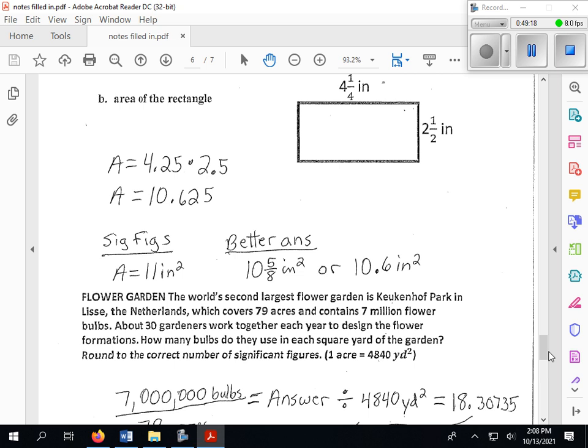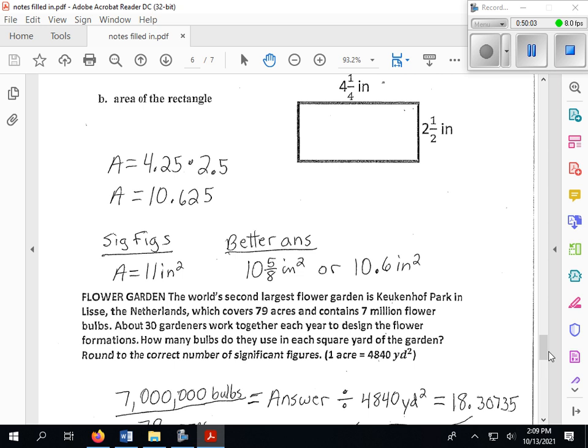How many significant figures in 4.25? All together. 3. How many in 2.5? 2. So our rule said that we want to round it off to 2 significant figures. So we do this multiplication, 10.625. What's that round off to if we just want 2 significant figures? It's just rounded off to 11.